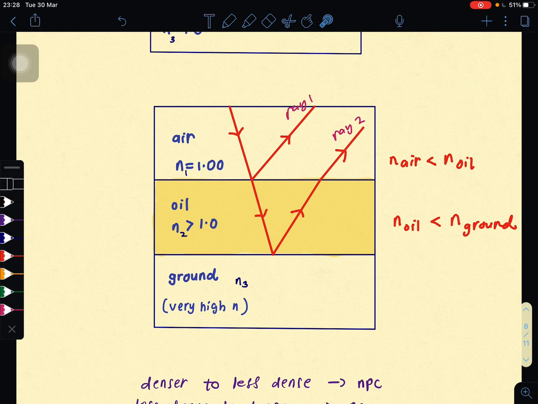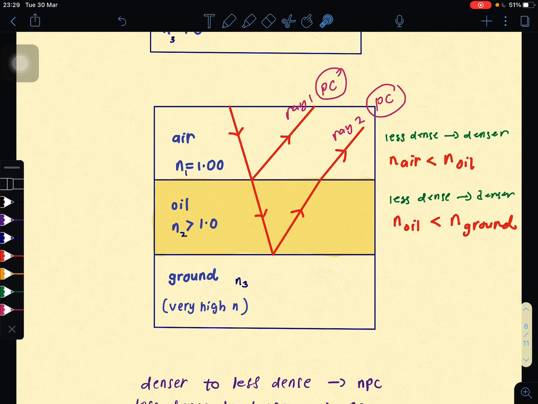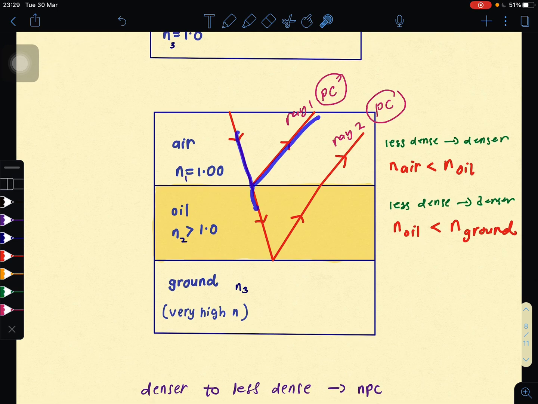Okay, so first one daripada air kepada oil. So air is less dense than oil. So this one adalah less dense pergi denser, meaning that dia akan ada phase change. There will be a phase change. And then the second one, from less dense to denser as well, meaning that there will be a phase change as well. So kalau ada dua phase change, dekat sini pun akan ada phase change, dekat sini pun akan ada phase change, bermaksud dia akan cancel out each other.